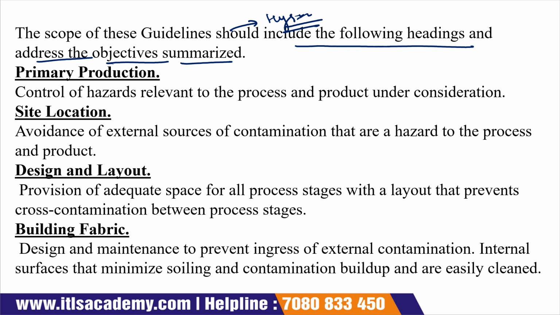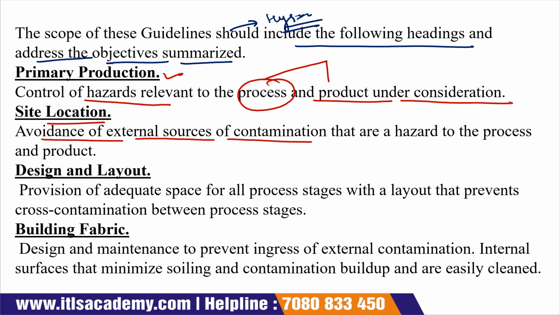The first one is primary production. In primary production, the different hazards related to the process and the product under consideration are controlled. Now the next is site location. In site location, external sources of contamination should be avoided, as they are hazards to the process and product, whether during the processing of the particular food or in the final product.